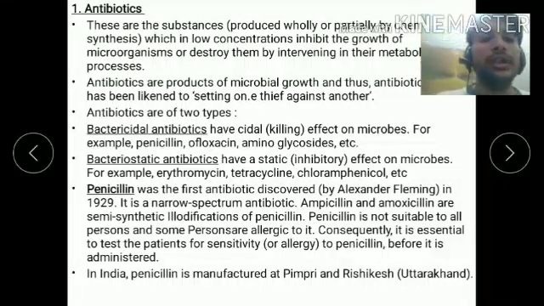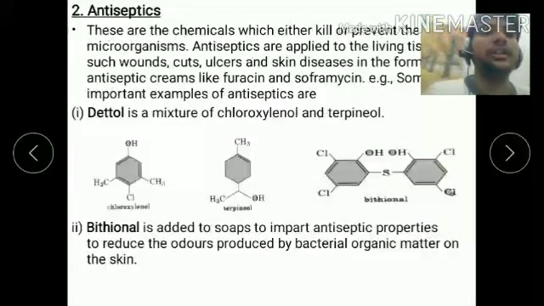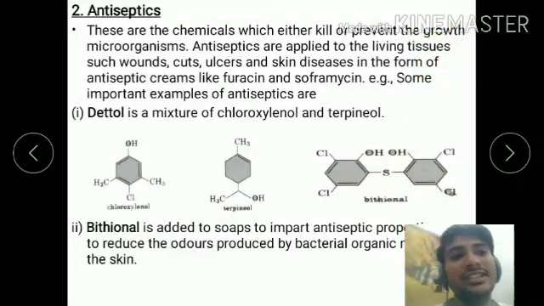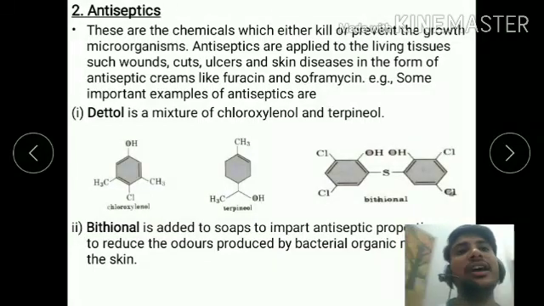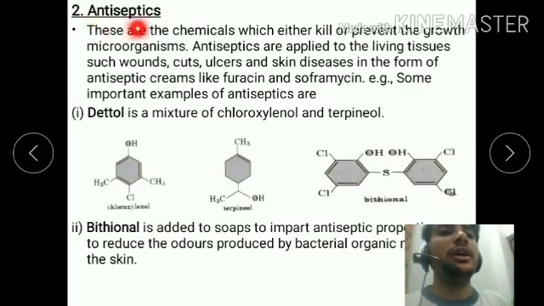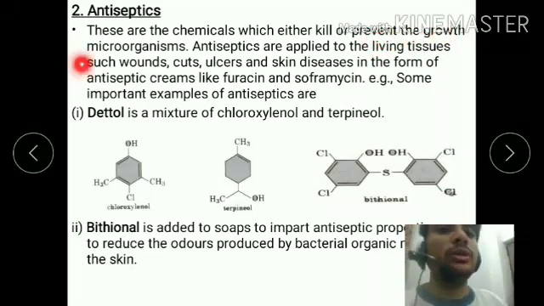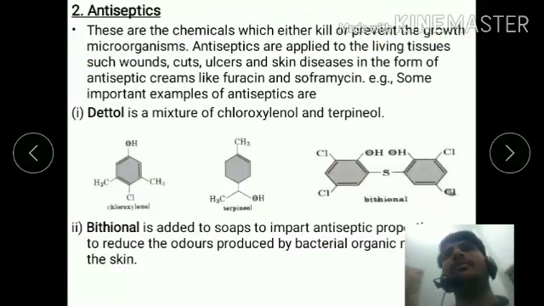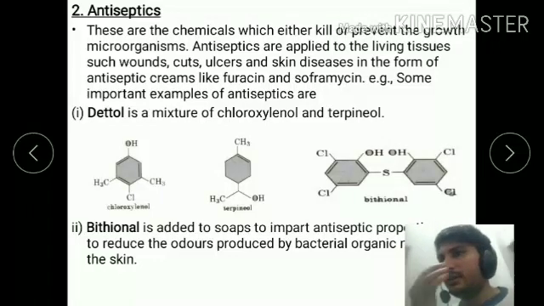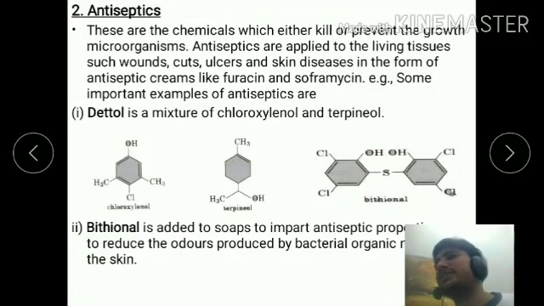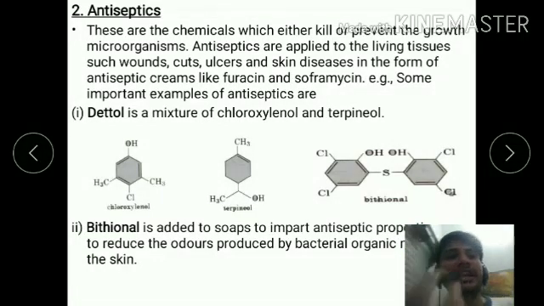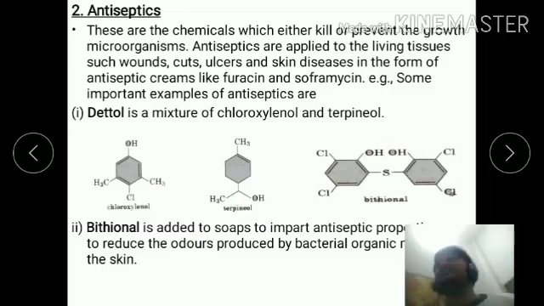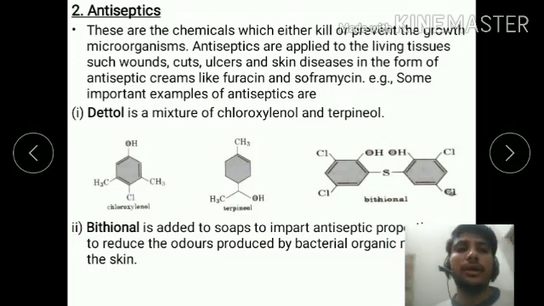Okay, actually these medicines are mostly prepared in Uttarakhand. Next slide is antiseptic medicines. What are antiseptics? These are the chemicals which either kill or prevent the growth of microorganisms. Antibiotics and antiseptics are both the same, but they differ depending on the uses. Antibiotic medicines we can eat, but the antiseptic medicines we apply on our body parts.